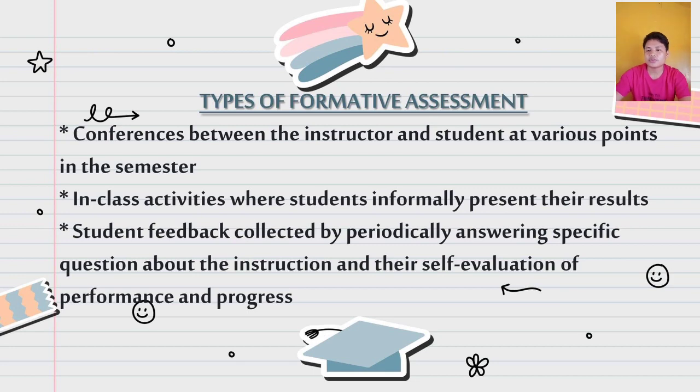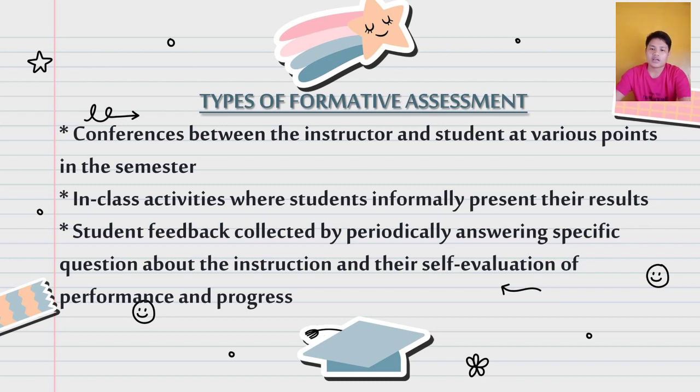Then in-class activities where students informally present their results. You can provide activities to your students to determine if they really acquired the knowledge and present the result of your instruction. Through these activities you can determine if your learning method is effective or your teaching strategy is in line with the needs of the students. Last is student feedback, collected by periodically answering specific questions about the instruction and their self-evaluation of performance and progress.